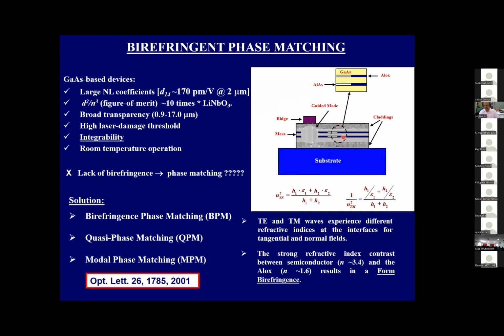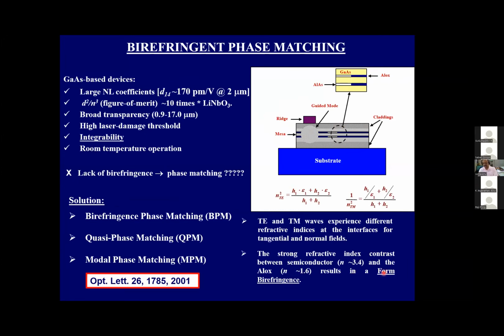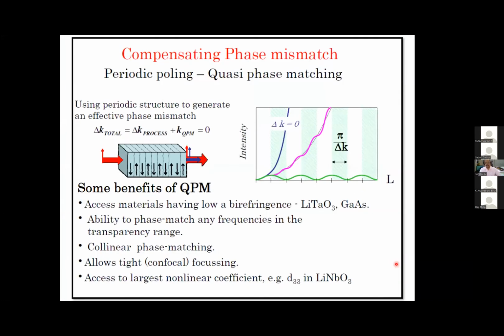So what we do is we oxidize a certain portion in this one. It becomes aluminum oxide. Aluminum oxide has a refractive index of only 1.6, whereas gallium arsenide, this kind of stack structures, they have a refractive index of more than 3.5. So that refractive index difference helps us in creating what we call form birefringence. That helps us in creating the phase matching.